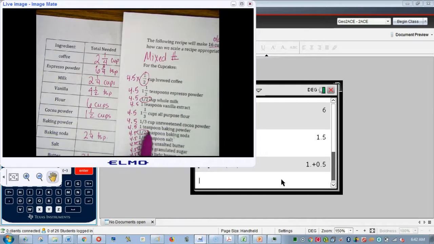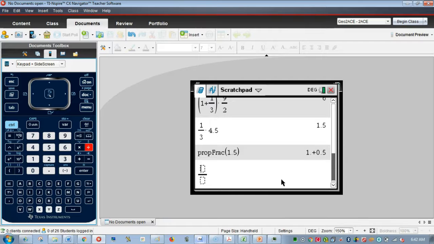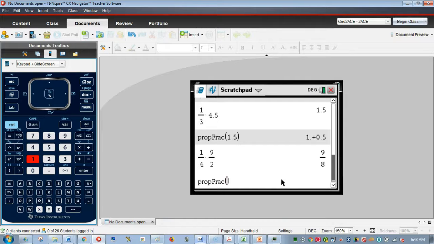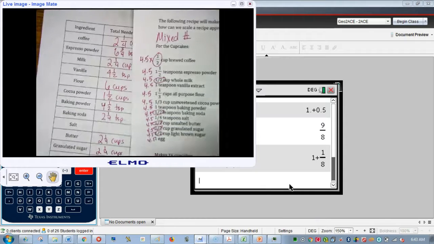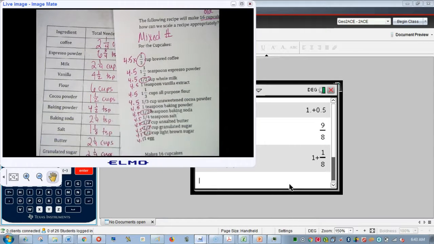Baking powder. I need 1 teaspoon, so that's 4½ teaspoons. It's another, just multiply by 1. Salt. We need 1/4. So here's 1/4. Get out of the fraction. Multiply by 9/2. And again, menu, 2, 7, 1. Tell it control answer. So I get 1 1/8. So for salt, I need 1 1/8, and that's teaspoons. Again, you're not going to put cups of salt in there.